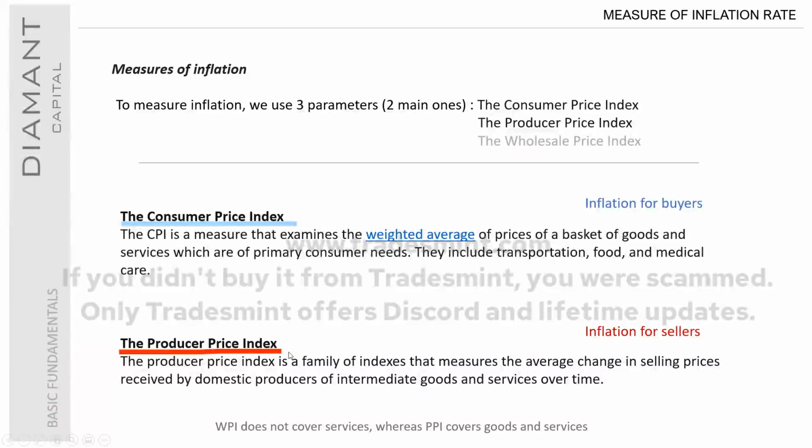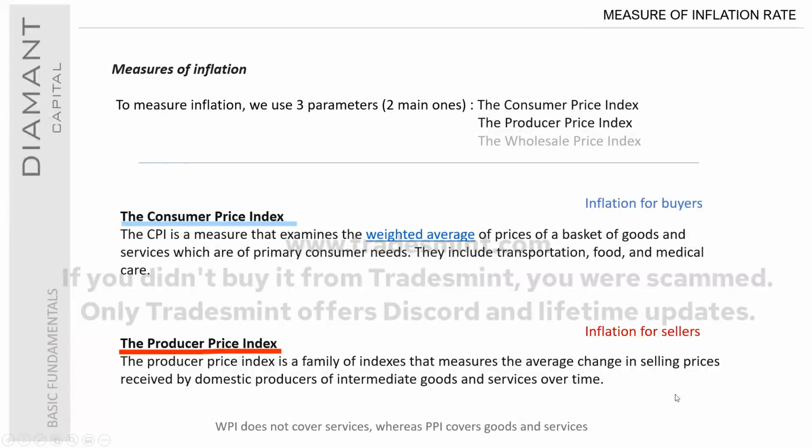Then the producer price index is a family of indexes that measures the average change in selling prices received by domestic producers of intermediate goods and services over time. As you can tell from the title, this is inflation for the sellers of the products. CPI measures the people that are buying, and here it's the inflation for the people that are selling. As inflation increases, the goods they buy to manufacture their products also increase in price, and that has an adverse effect on the CPI because this is the stage just before.